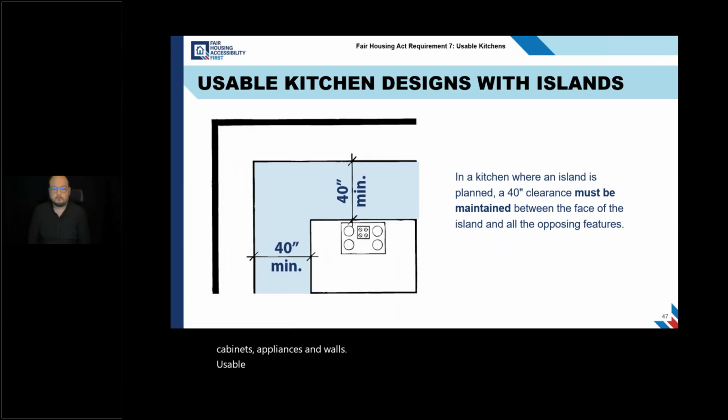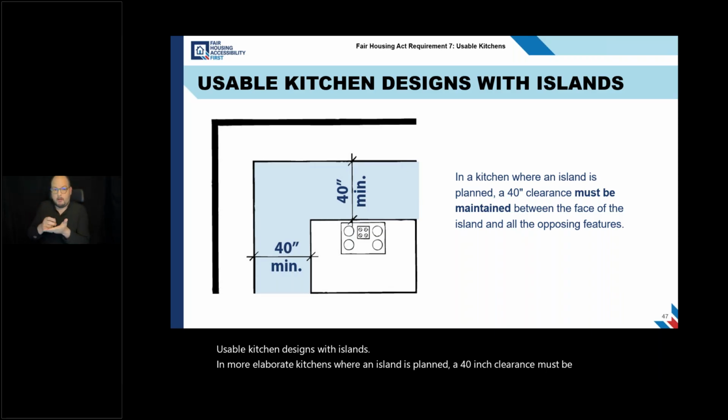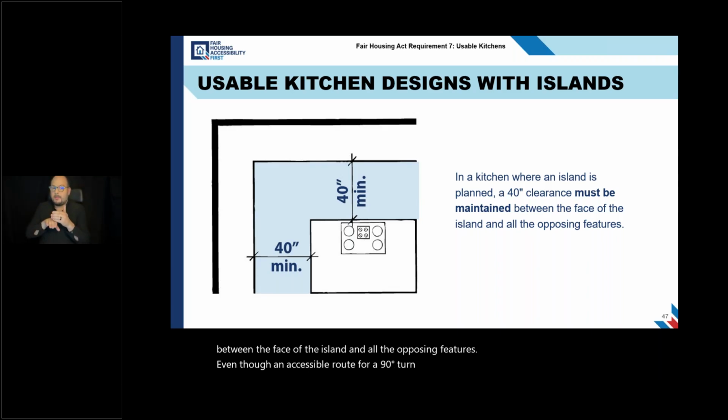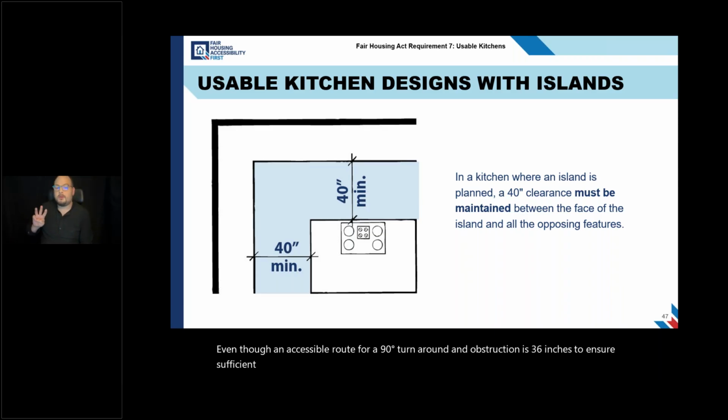Usable kitchen designs with islands. In more elaborate kitchens where an island is planned, a 40-inch clearance must be maintained between the face of the island and all the opposing features. Even though an accessible route for a 90-degree turnaround and obstruction is 36 inches to ensure sufficient space for maneuvering within a usable kitchen, the minimum clearance of 40 inches must be maintained.